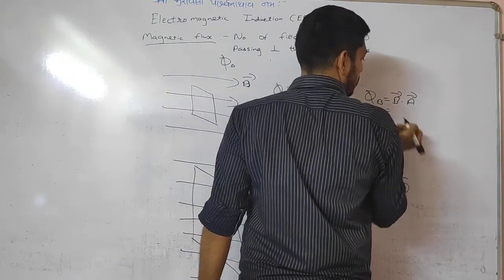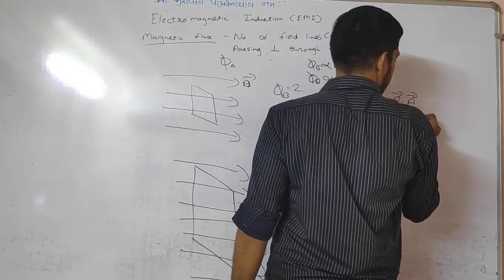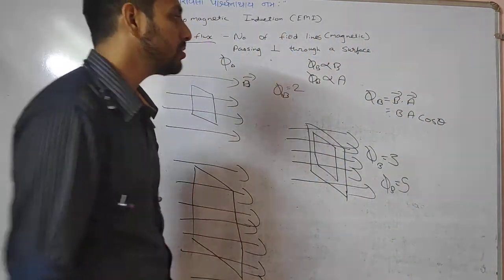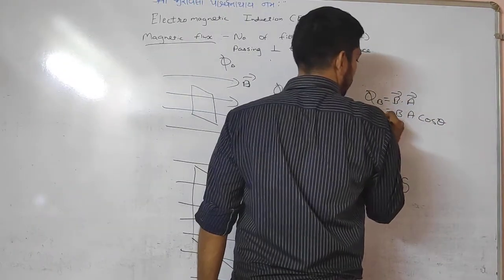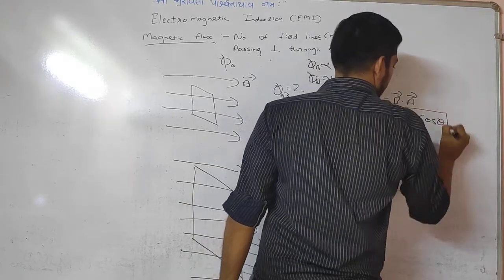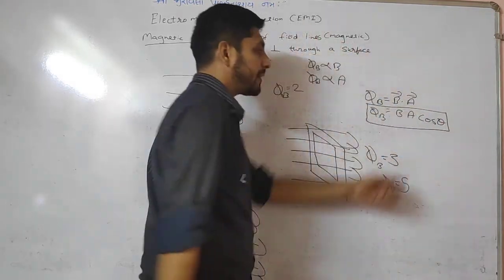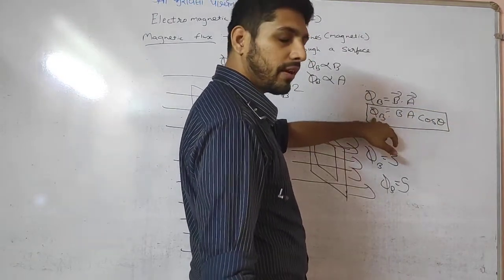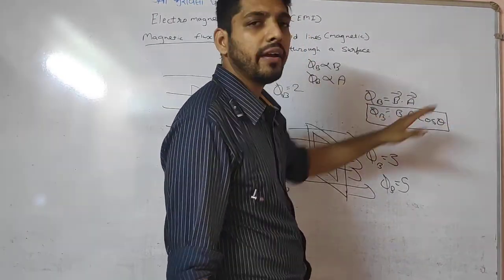So if I want to remove this dot product, can I write it in the form of B A cos theta? B A cos theta. This is the formula for flux. Now I will make you understand that it depends on cos theta also, but let it be. What is the formula for flux? That is B A cos theta.